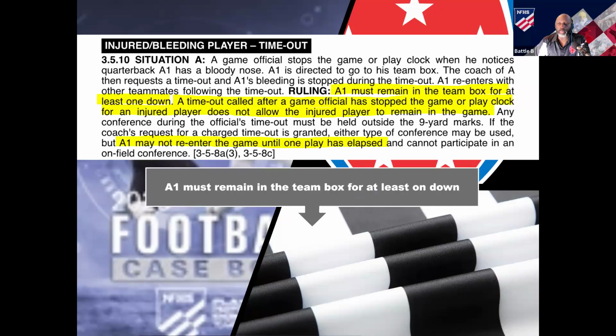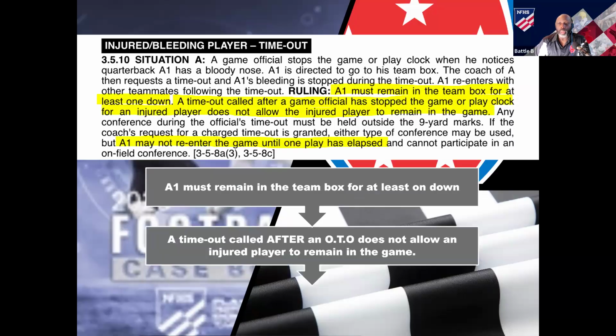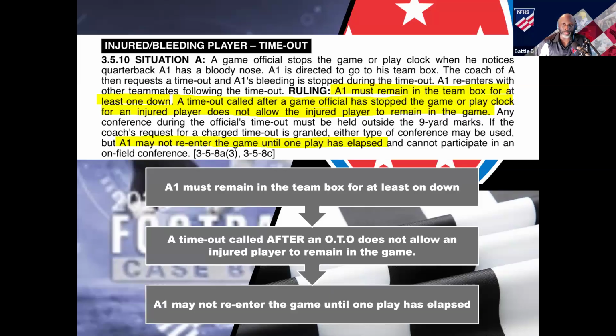One, A1 must remain in the team box for at least one down. So even though the official timeout and the coach decided to call a timeout right after the official timeout, this does not give the player an opportunity to stay in the game. Now, I believe in college, it does. But if a player gets injured in an NCAA game and a coach calls a timeout, he can buy back the player with that timeout. So this is, again, a big difference between NCAA and high school. In high school, no matter if the coach called a timeout or not, the player may not re-enter the game until one play has elapsed.